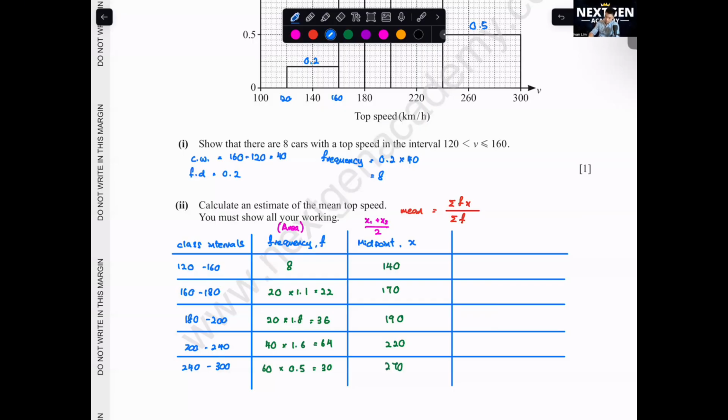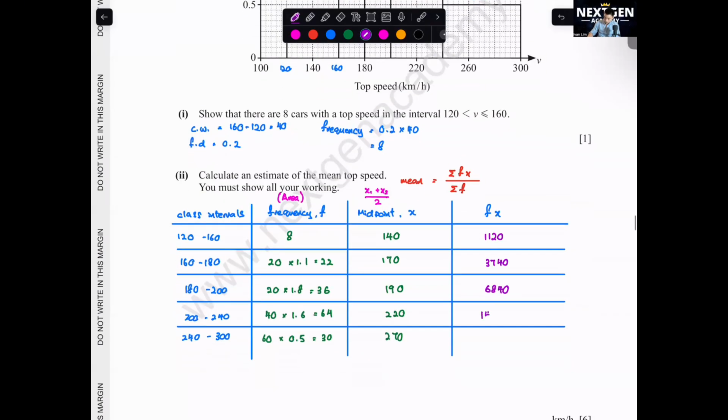And then the last one, you multiply these values together. This part you can write down in the working, but I think it is easier for you to check back later if you put it here. So you take your frequency multiplied by your midpoint. 8 times 140, we get 1120, 3740, 6840, 14080, then 8100.